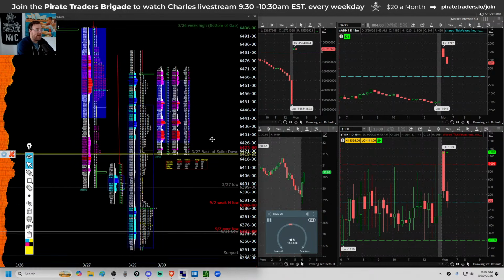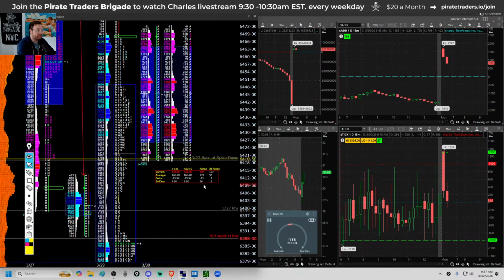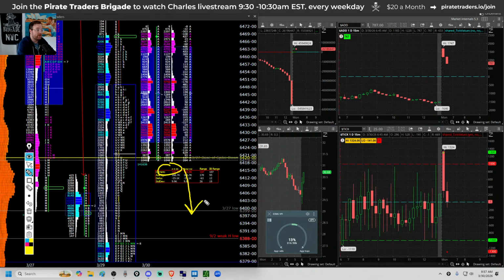And so if we get below the base of the spike and we get new selling, if the sellers are in charge, where do they want the market to go? Well, they want it to go below Friday's low, right? And if we get below Friday's low and we get new selling, where do they want the market to go? Well, to the week reference at 63.88. And if we get below there and we get new selling, where does the market want to go? To the overnight low. And so we're just monitoring for continuation lower.